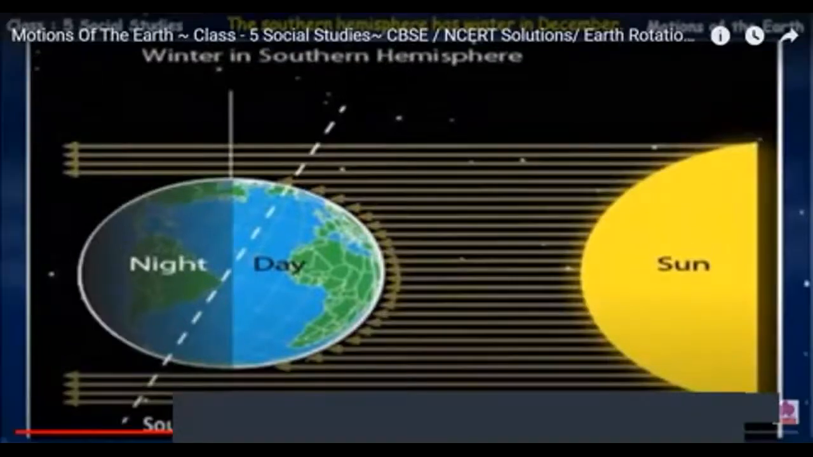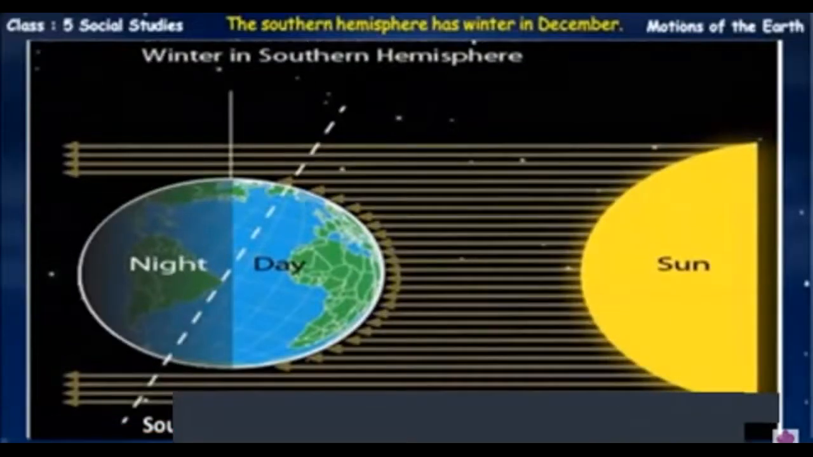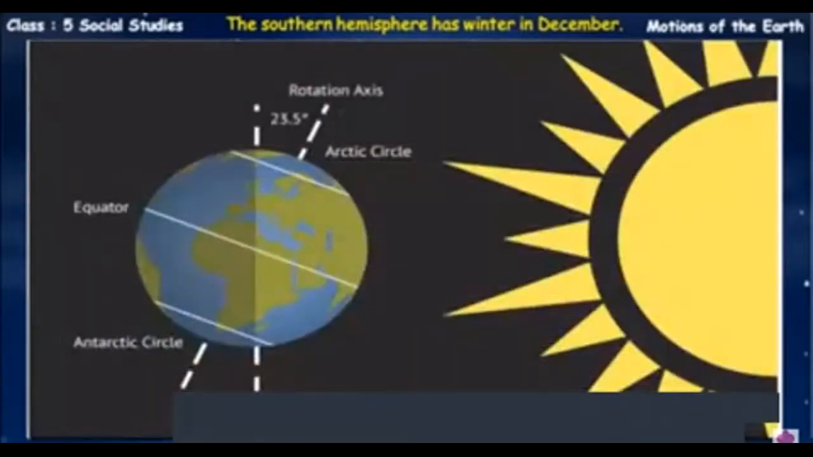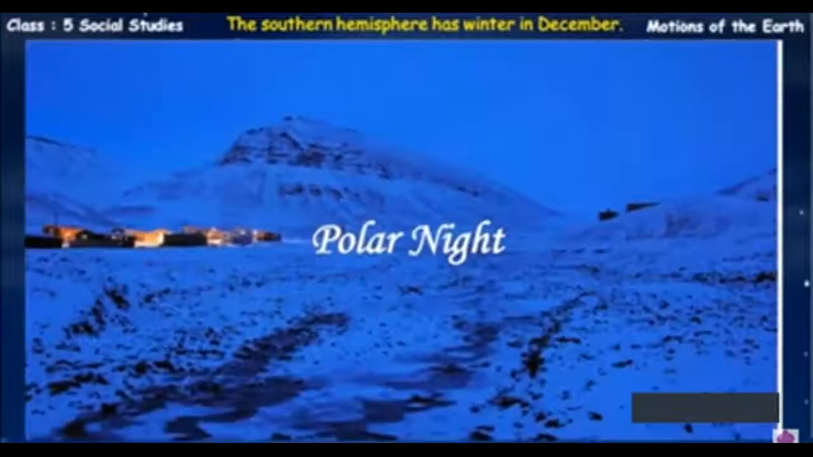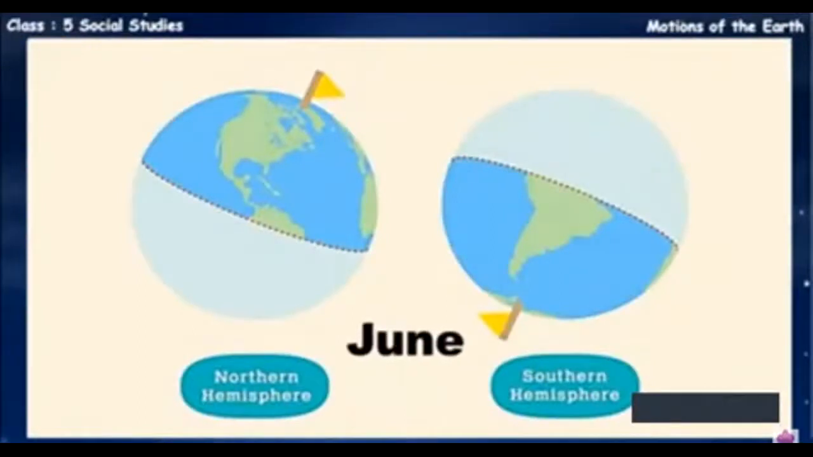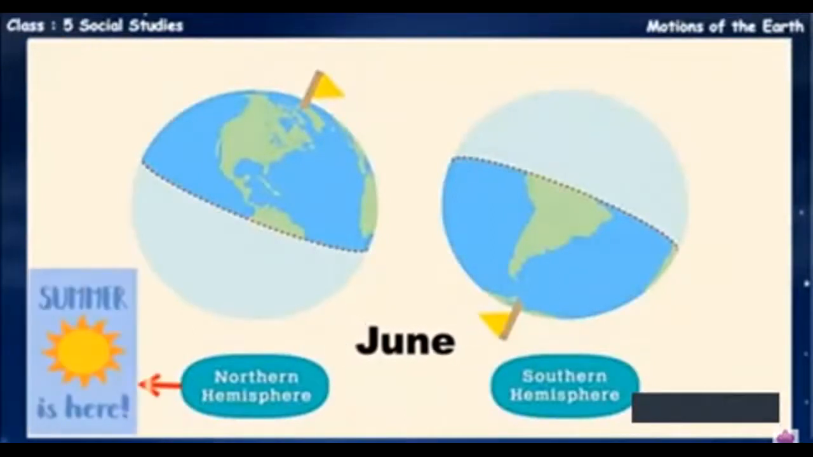Look at the South Pole. As the Earth rotates, the Sun never rises here. The South Pole and its surrounding areas are always dark in June. This is called polar night. So in June, while the northern hemisphere has summer, the southern hemisphere has winter.